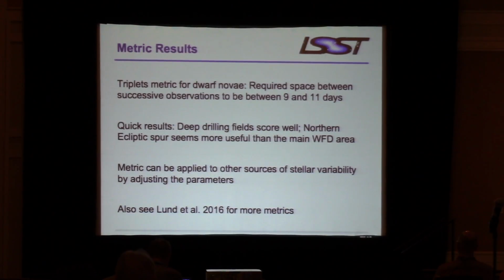So we roughly see that deep drilling fields are very useful. The northern ecliptic spur is actually more useful than the regular part of the survey. And this really can be adjusted to be used on other sources of variability. As a future step, this would also need to be incorporated to get to that sort of figure of merit that gives us an idea of the science. We'd need ways to incorporate, for example, the number of stars in a given region, since it doesn't really matter if the cadence is great if we don't expect there to be any of the kinds of stars we're looking for there.